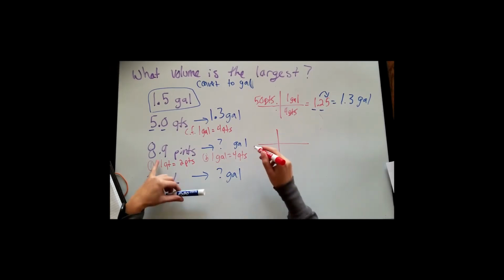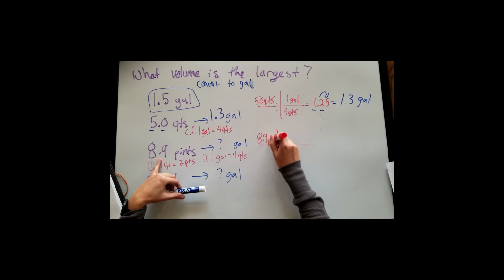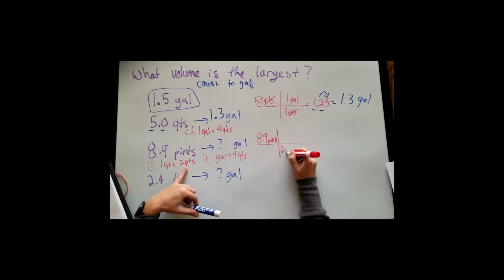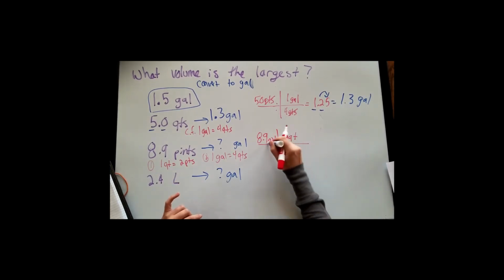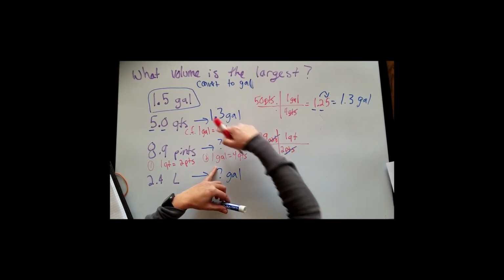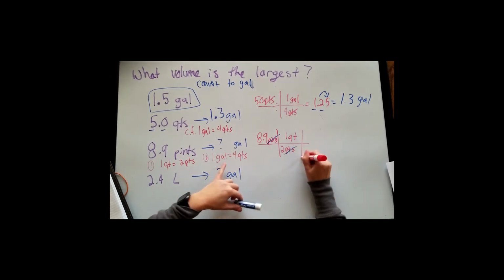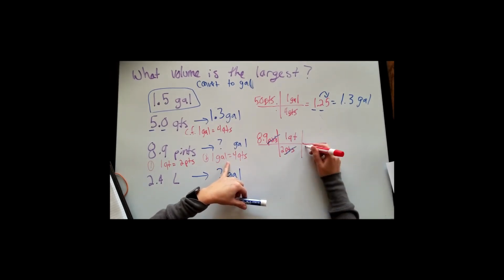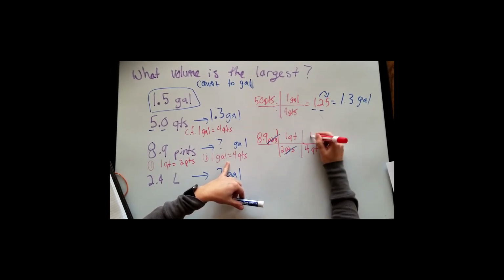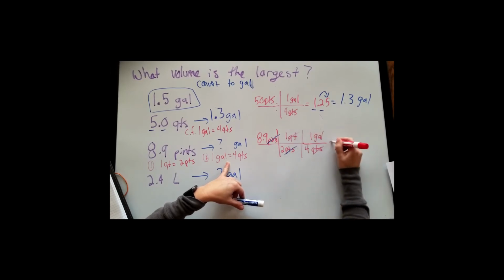Okay, so I'm starting with 8.9 pints. My first conversion factor, I'm going to put the 2 pints on the bottom so that it cancels, the 1 quart on the top. Pints and pints are canceling. So now I'm in quarts, but I don't want to stop there because I want to get all the way to gallons so that I can compare all of these numbers. So this second conversion factor, I'm going to put the 4 quarts on the bottom, just like this one up here, and then the 1 gallon on the top.